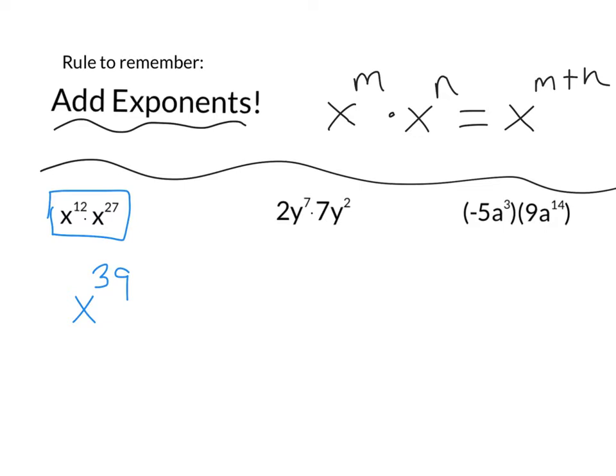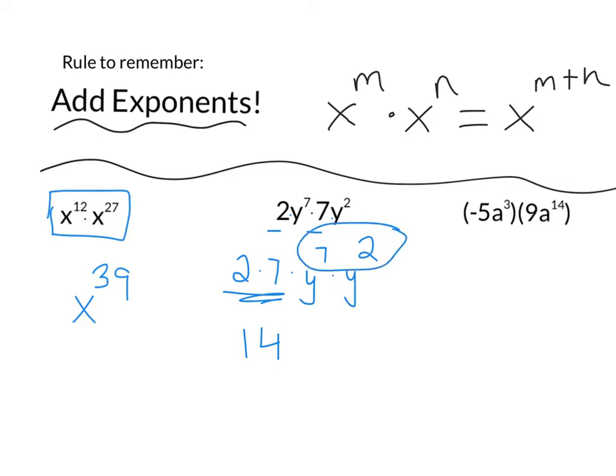All right, so here, a reminder, your coefficients are not powers. And then this is all just multiplication, and I can multiply in any order. So if I rewrite this as 2 times 7 times y to the 7th times y squared, 2 times 7 is just 14, and then you apply your property of exponents to your exponents, which is to add them, so y to the 9th.